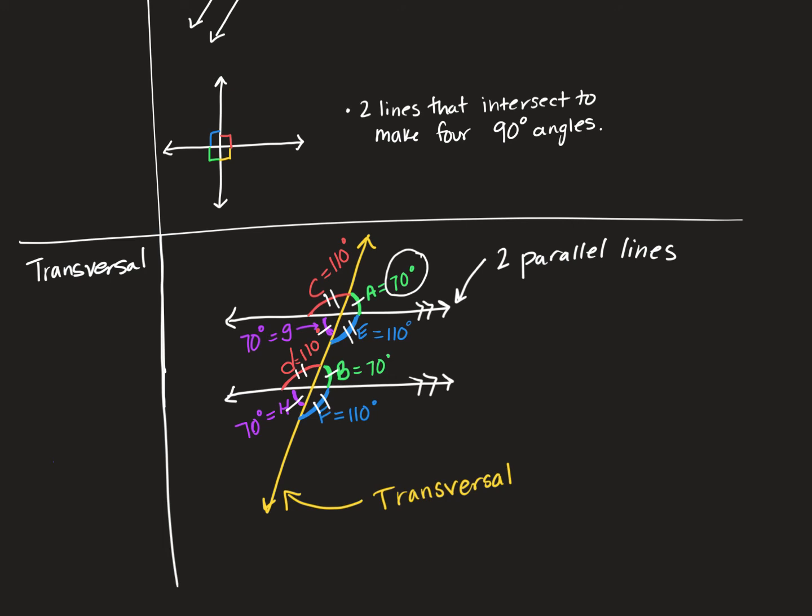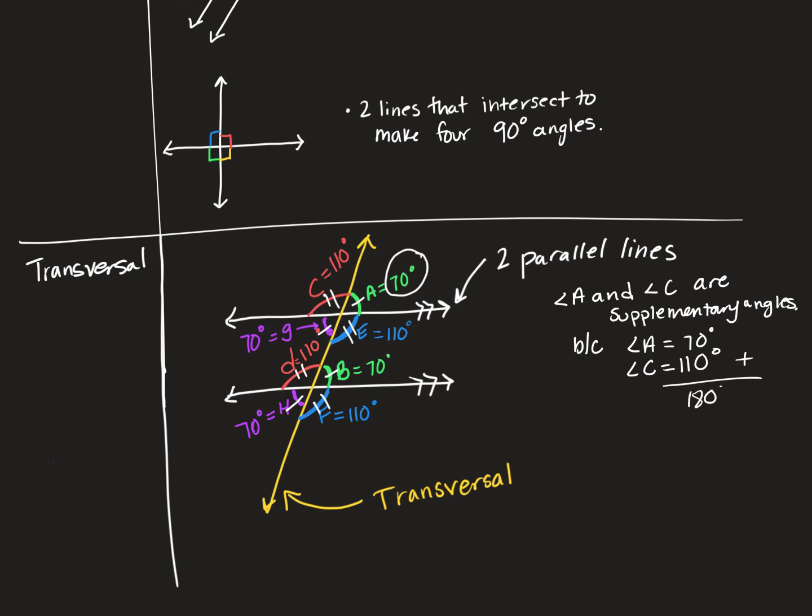All right, so we did learn about supplementary angles, right? Where supplementary angles are angles that add to 180. So angle A and angle C are supplementary angles. Because angle A equals 70 degrees, angle C equals 110 degrees. If you add those together, you get 180 degrees. And remember, by definition, supplementary angles are 2 angles that add to 180.